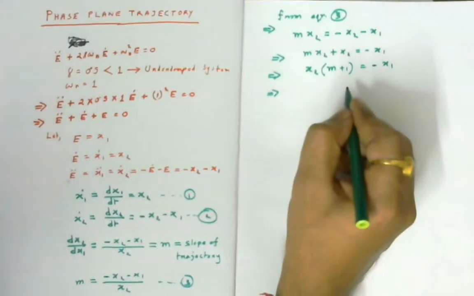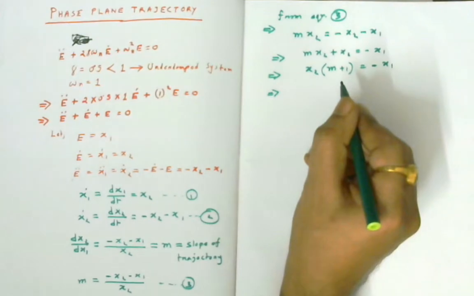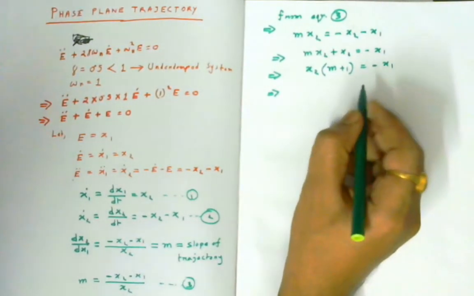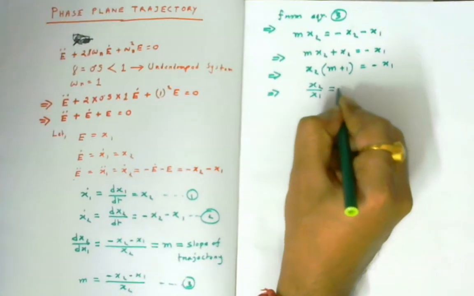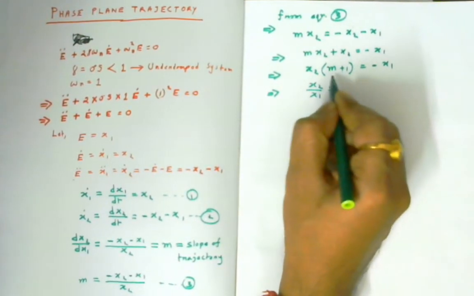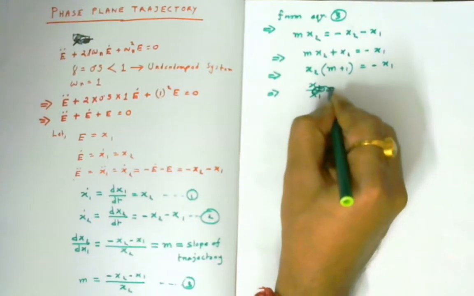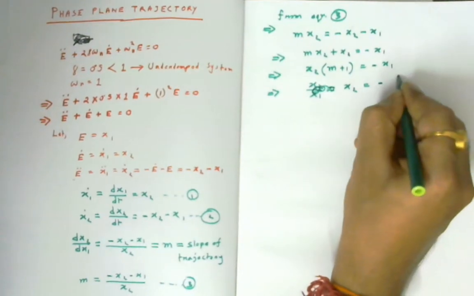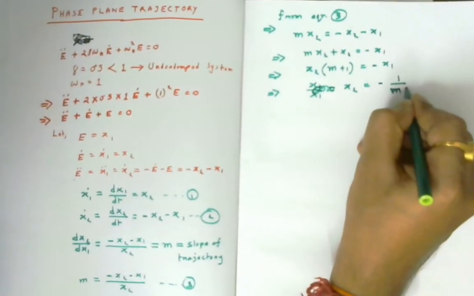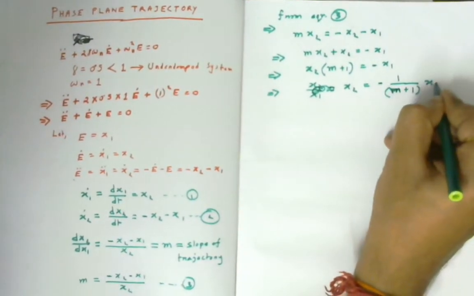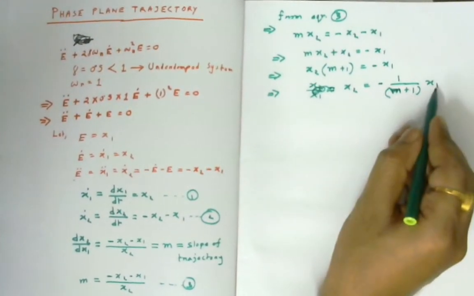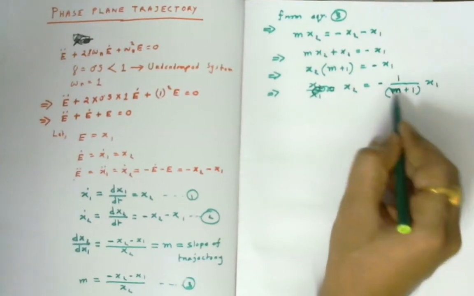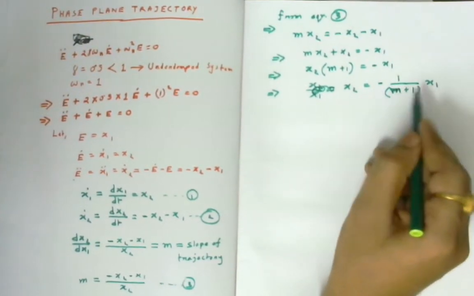Okay. Now I'm going to find out the slope of the isocline. And what is the slope of the isocline? It is x2 by x1, not dx2 by dx1. This is also the equation of a straight line, right? If you keep x2 here, it will be x2 equals minus 1 by (m plus 1) times x1. As I already said, x2 is the y-axis and x1 is the x-axis, so y equals minus m x. So this is also again a slope, and this equation represents a straight line. This is the equation of isocline, right?